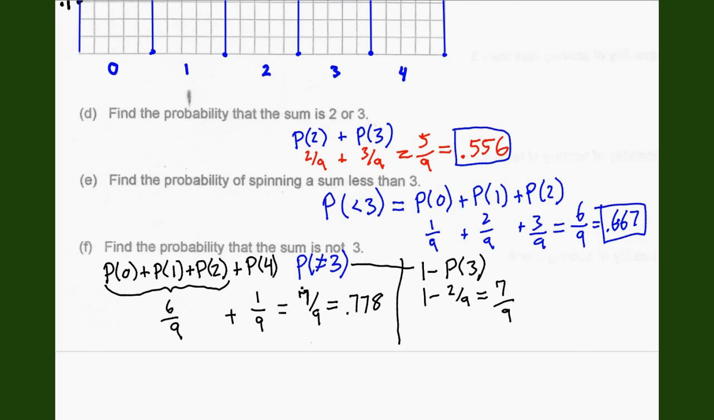Okay. So that's one problem. This is the kind of stuff you're on.